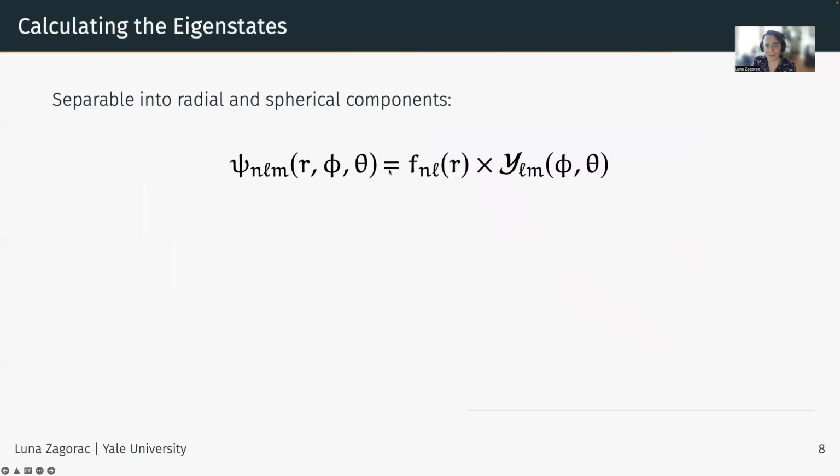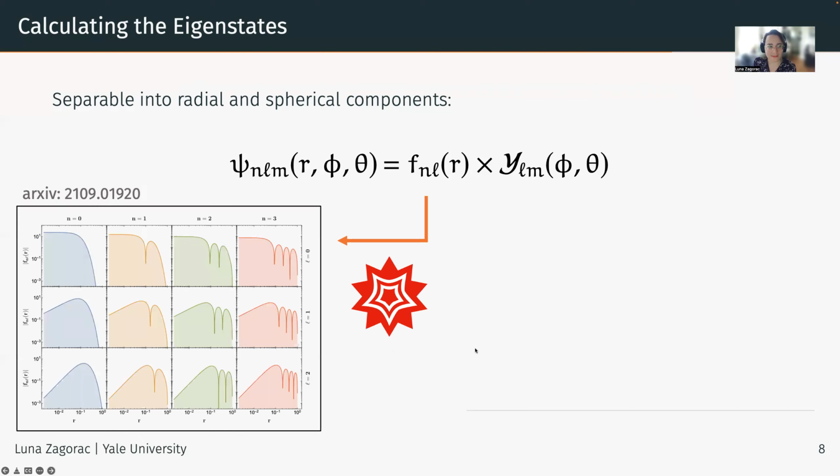Doing that, we find that our eigenstates are nicely split into a radial component called F and a spherical component here, Y_LM. Our eigenstates here are psi_NLM, where N, L, M are some quantum indices that I won't be getting into. So the radial component we solve using Mathematica, because Mathematica is very good at doing the linear algebra that I do not want to do by hand. And this is explained in detail in our publication of this arXiv number. So if you happen to be interested, stop on by and take a look.